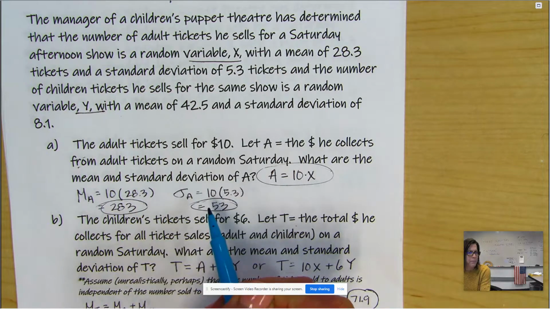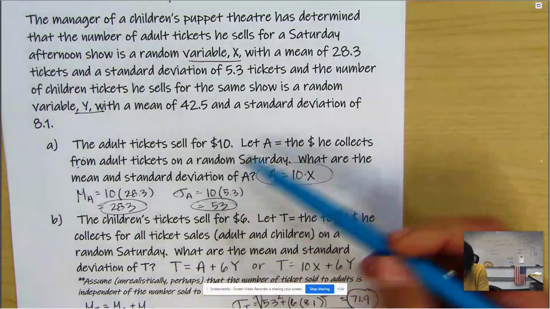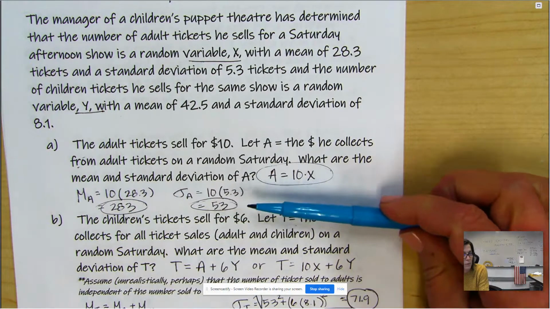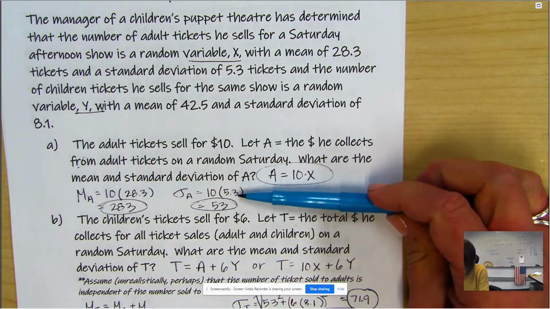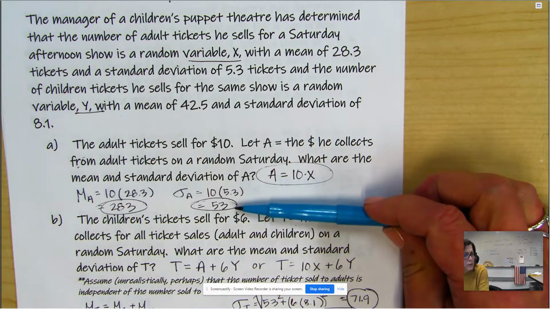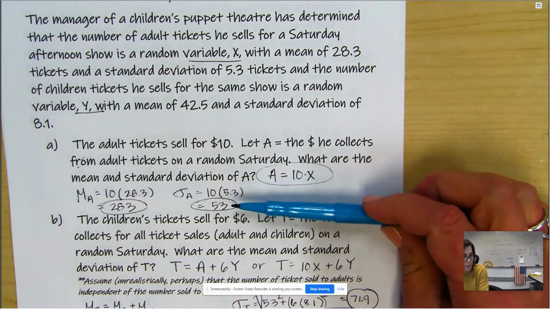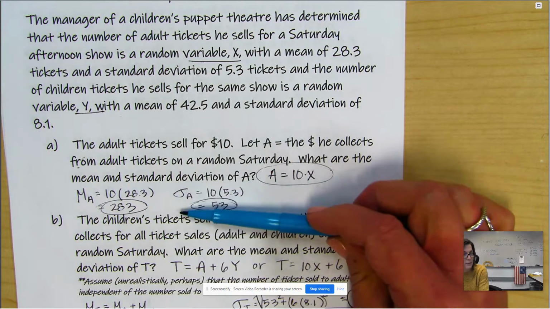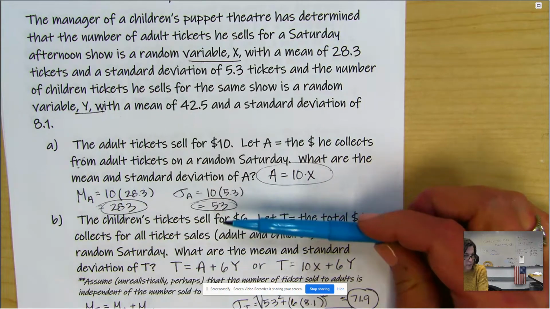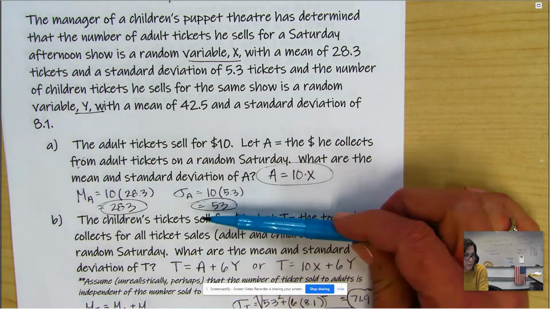And the standard deviation, you just multiply also that by 10. So, because 5.3 tickets equates to $53, right? Because $10 a ticket. So when you're multiplying by a constant, the mean and the standard deviation also get multiplied by that constant. Okay, so that's what happens there.